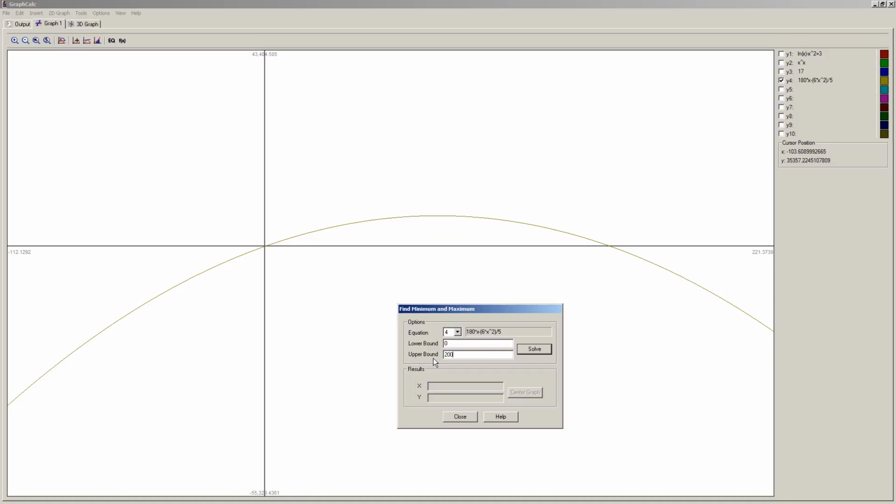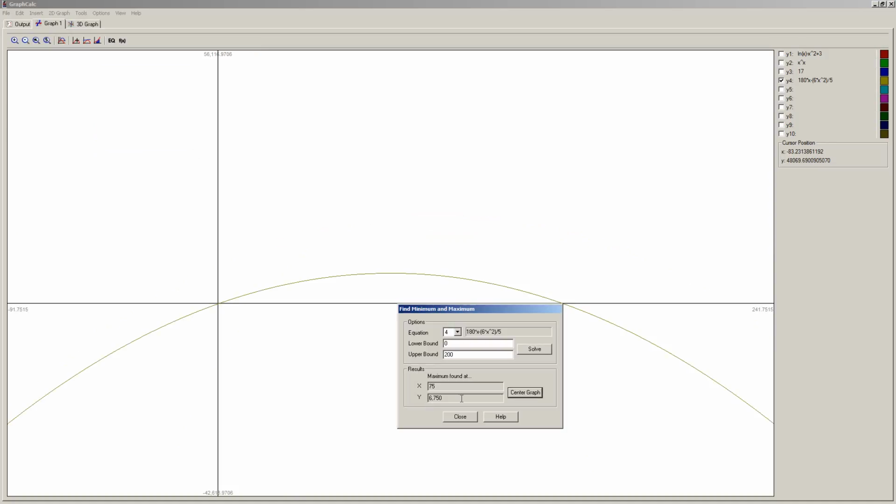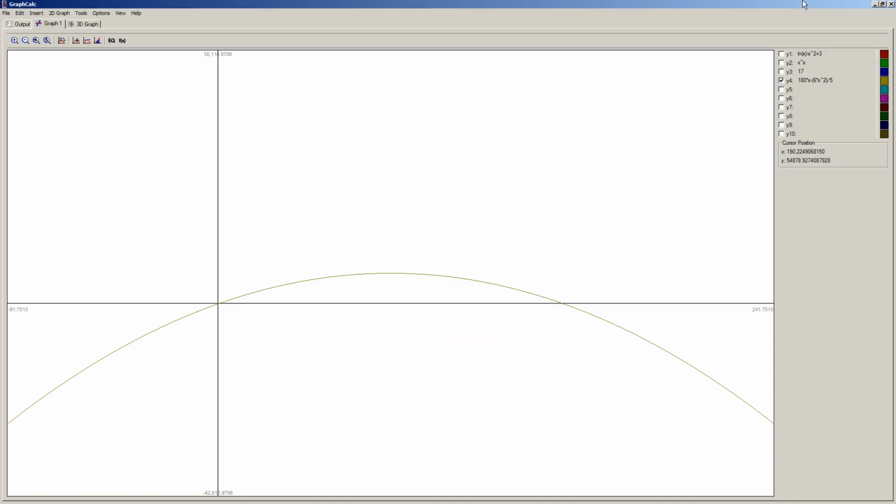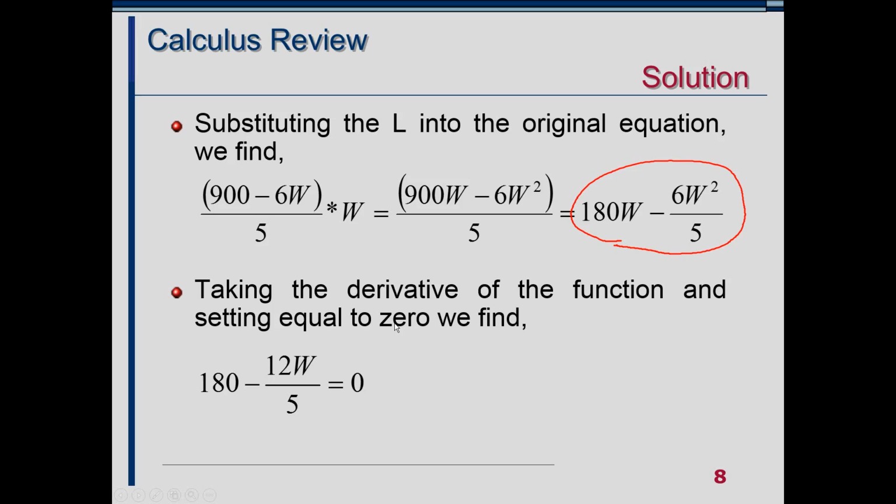Now I'll talk about what this does here in a few minutes, but let's just click solve and see what happens. And it says, sure enough, maximum found at 75, 6,750. Let me center the graph. So the computer used a technique to actually find that value. Okay, so let's see if we can do something similar using calculus.